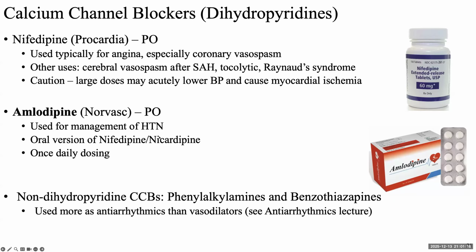Amlodipine, Norvasc, this is a very common one, and this is taken PO, used for the management of hypertension. It's essentially an oral version of nifedipine or nicardipine, which I guess is kind of redundant. I already told you this is an oral version, but amlodipine, it's nice and simple. It's just once daily dosing.